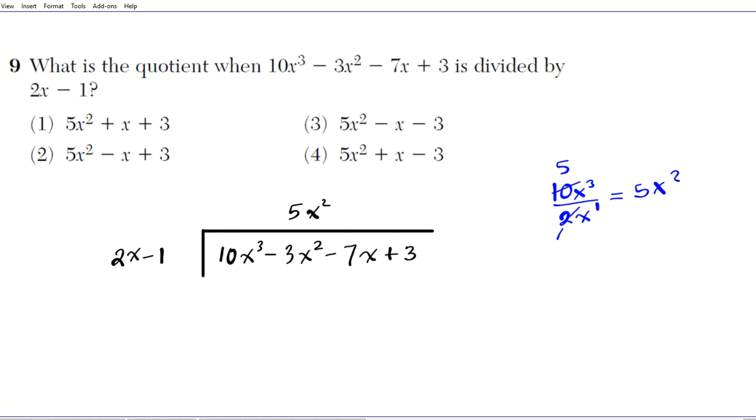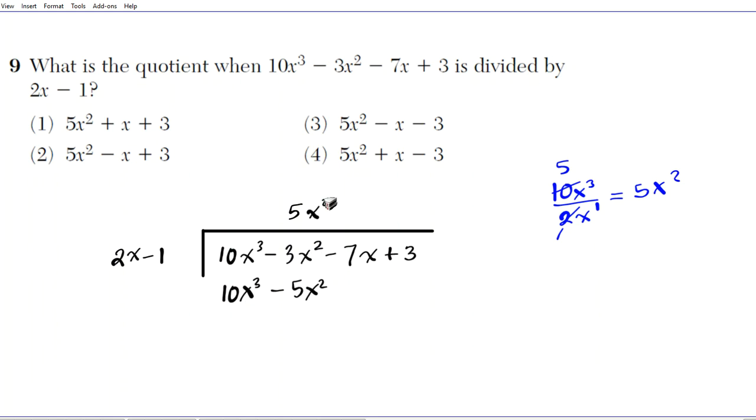Now what we're going to do is distribute this 5 across these two terms. And then we're going to place the answer right here, and then we're going to subtract. Remember, division is repeated subtraction. That's basically what division is. So when you distribute, you're going to have 10x to the third, 5 times 1 is minus 5x squared.